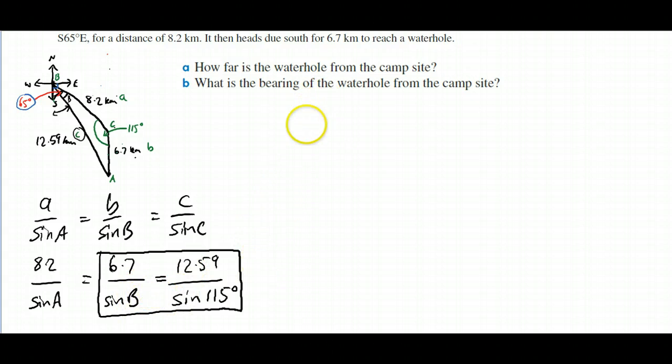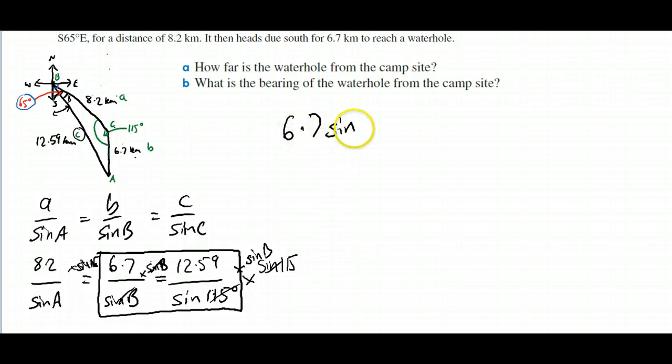So to isolate B, we need to multiply this side by sine 115, and that'll get the sine 115 over here. And then on this side we're going to do times sine B to get rid of the sine B on the bottom there. And we'll also have to do the same thing on both sides. So when we multiply both sides by sine B and sine 115, here's what we get. 6.7 sine 115 equals 12.59 sine B.